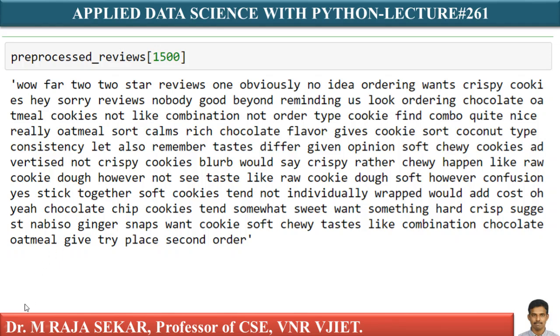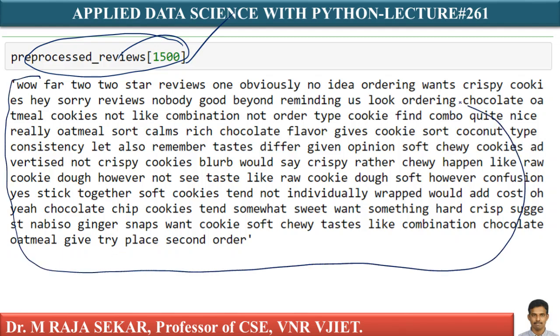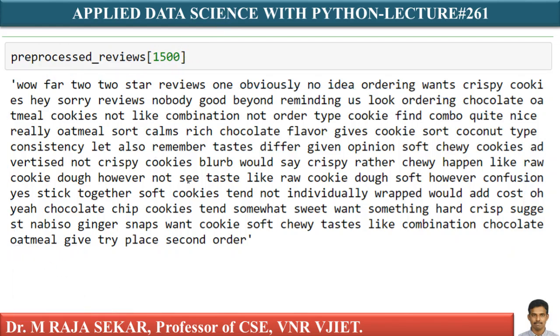Now my reviews are in a list. I'm displaying the review at index 15,000 after we applied all pre-processing steps. After applying the pre-processing steps, this is the outcome. You can see that you cannot find HTML tags, special characters, or stop words. Just observe this one. This is a neat output, which is pre-processed text.